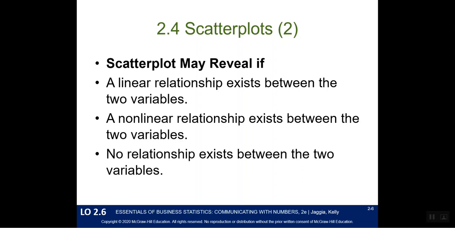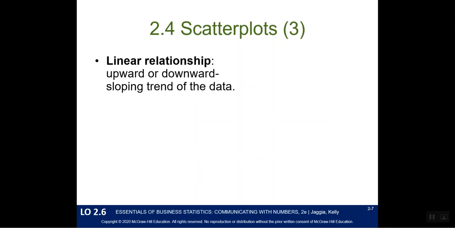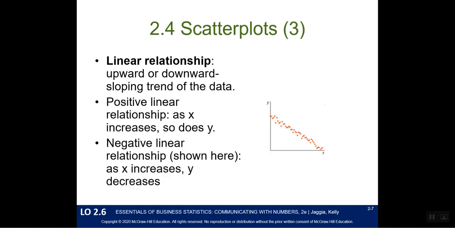A nonlinear relationship could tell us that there's a relationship, but it's not in a direct one-to-one scale. And then no relationship just means that, hey, these 2 data items aren't related at all. A linear relationship can be upward or downward sloping depending on if it is a positive or negative relationship. So if it's positive, it's sloping up. If it's negative, it's sloping down, like the example here.